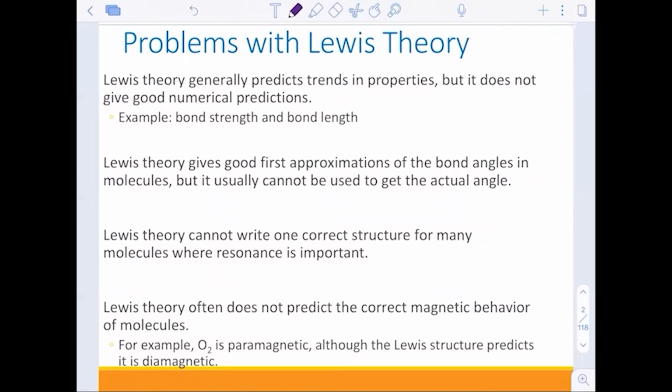Now with Lewis theory, we cannot write just one correct structure for many molecules where resonance is important. And Lewis theory also doesn't predict the correct magnetic behavior for molecules. For example, in real life, oxygen is paramagnetic, even though when we look at a Lewis structure, it would predict it was diamagnetic. Everything is paired. Oxygen has its complete octet for both.